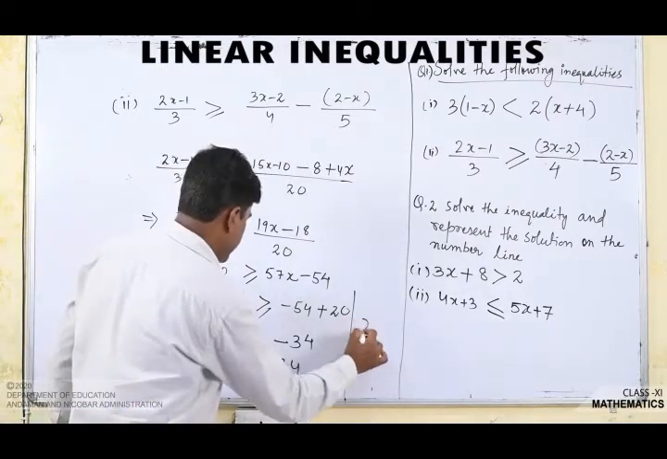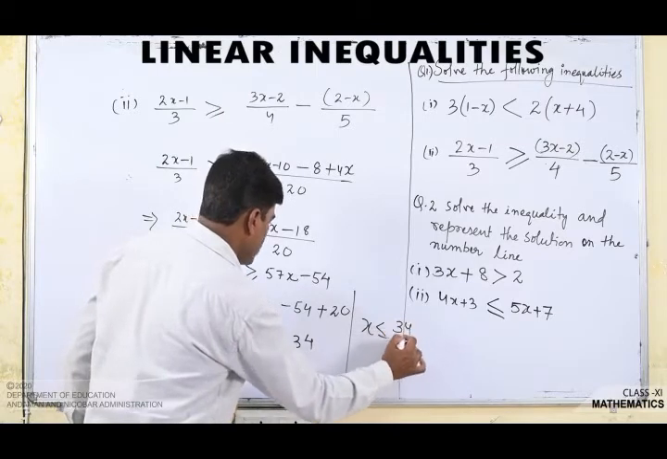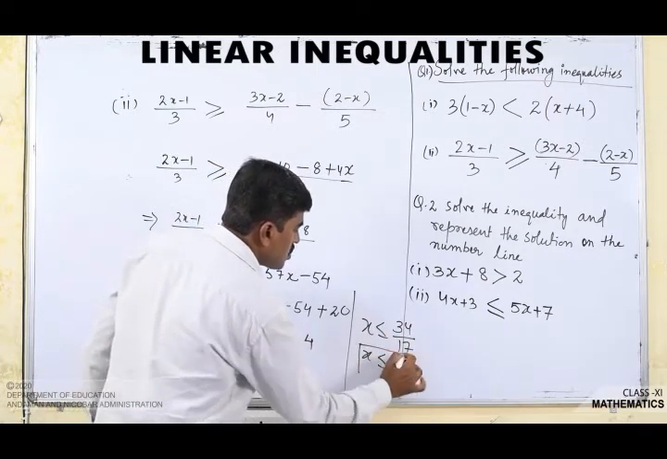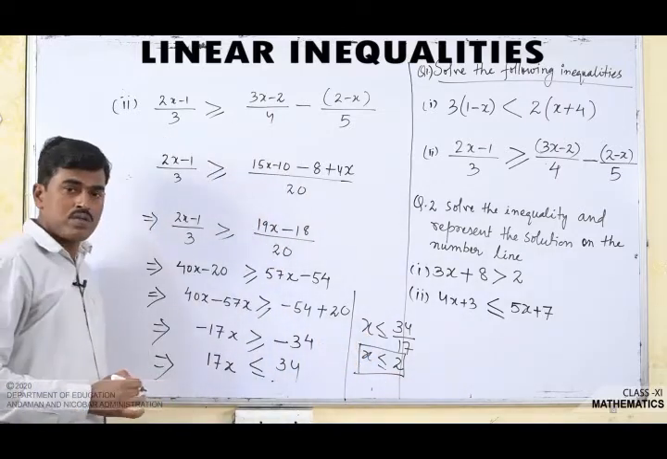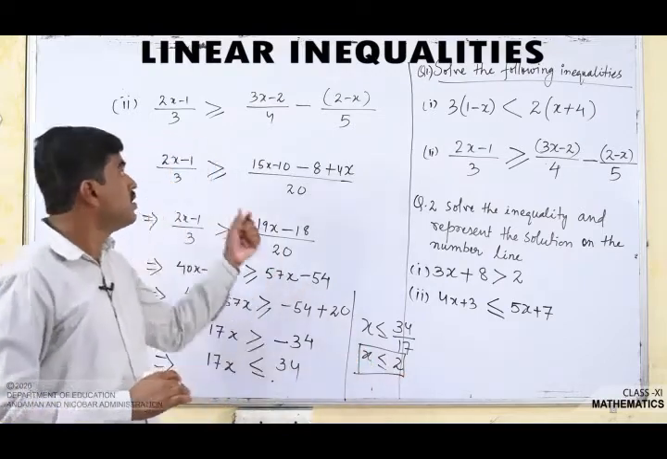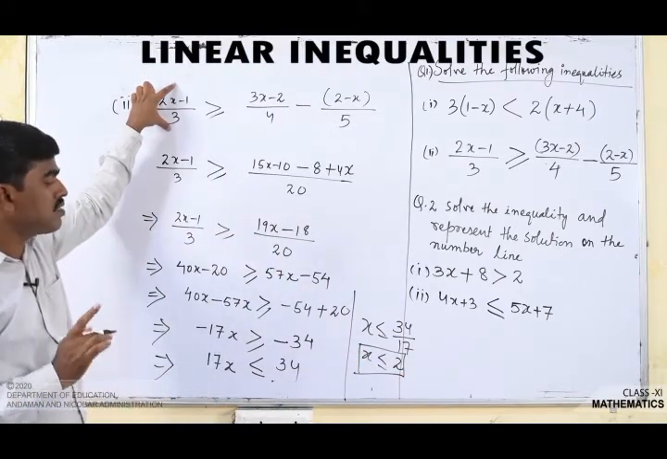So here we will get x ≤ 34/17, so x ≤ 2. So the solution is x ≤ 2. That means for all real numbers less than or equal to 2, this inequality is true.